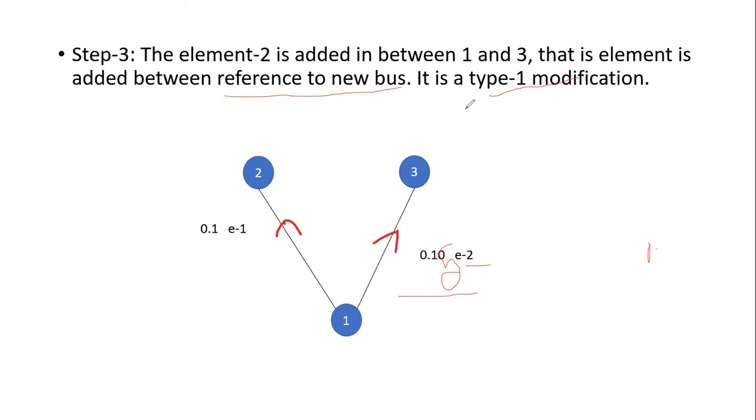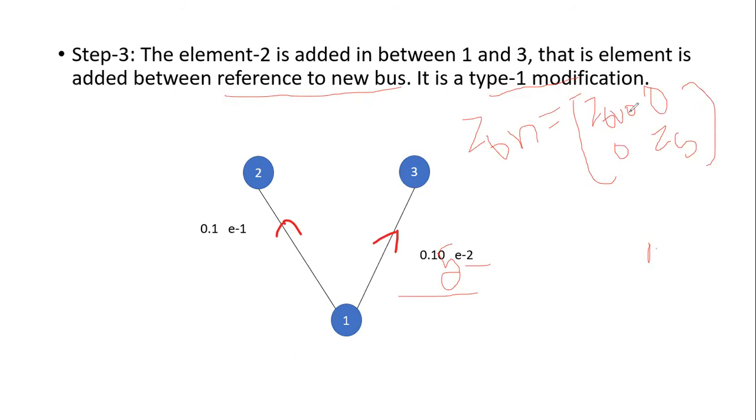What is the procedure for forming the Z-bus matrix in the type 1 modification? What is the formula for that? Z-bus new is equal to Z-bus old, 0, 0, and ZS, which is the ZBR. The element that will be added in between the reference and the new bus is the ZS.